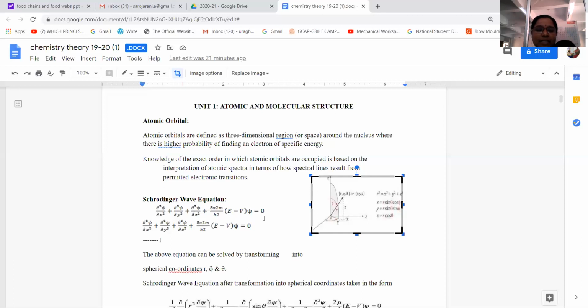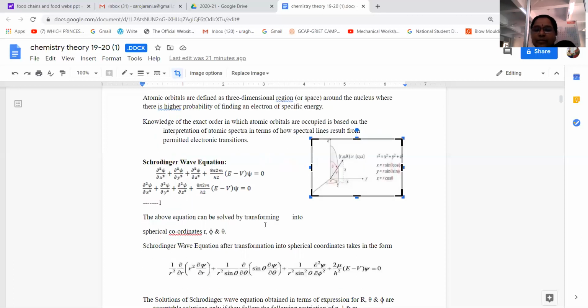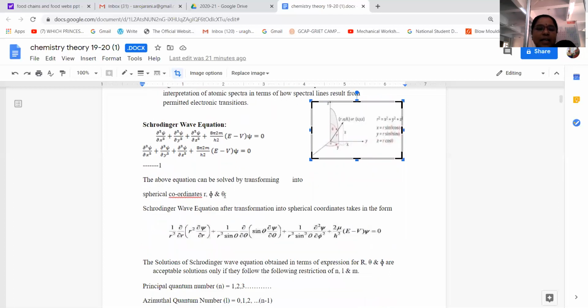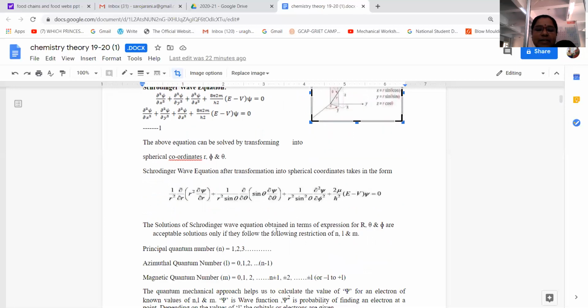What is psi and what is psi square? Psi is nothing but a wave function. Psi square is nothing but the maximum probability of finding the electron. Right? So this equation can be solved by transforming to the specific coordinates r, theta and phi. Instead of x, y, z, if you replace them with r, theta and phi, this is the equation which you are going to get. So students, please read this equation.